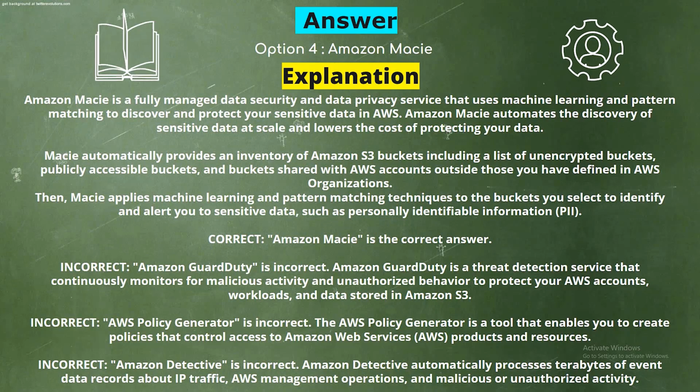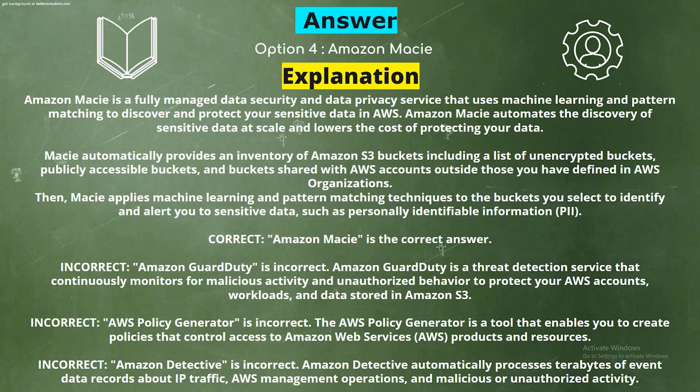Amazon Macie automates the discovery of sensitive data at scale and lowers the cost of protecting your data. Macie automatically provides an inventory of Amazon S3 buckets, including a list of unencrypted buckets, publicly accessible buckets, and buckets shared with AWS accounts outside those you have defined in AWS Organizations. Then, Macie applies machine learning and pattern matching techniques to the buckets you select to identify and alert you to sensitive data, such as personally identifiable information, PII. Correct. Amazon Macie is the correct answer.